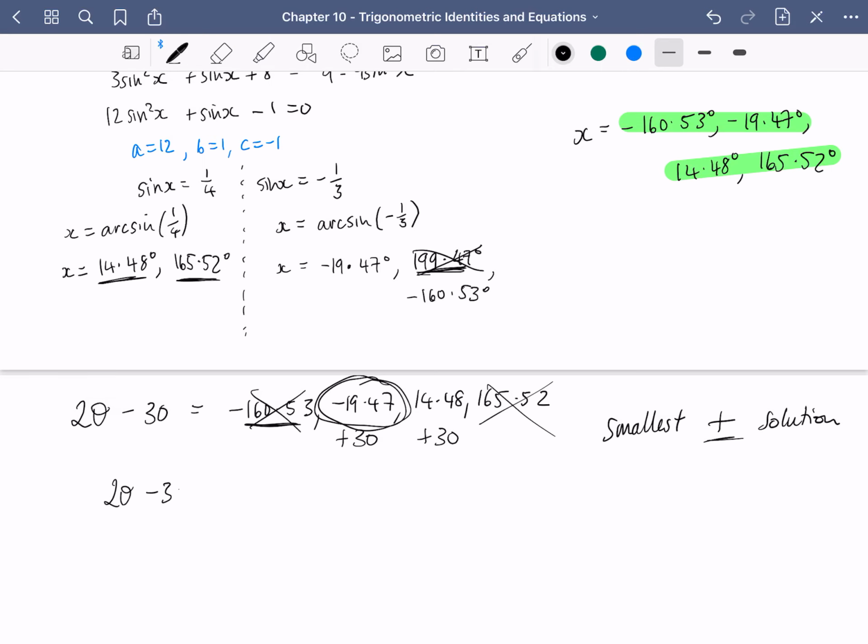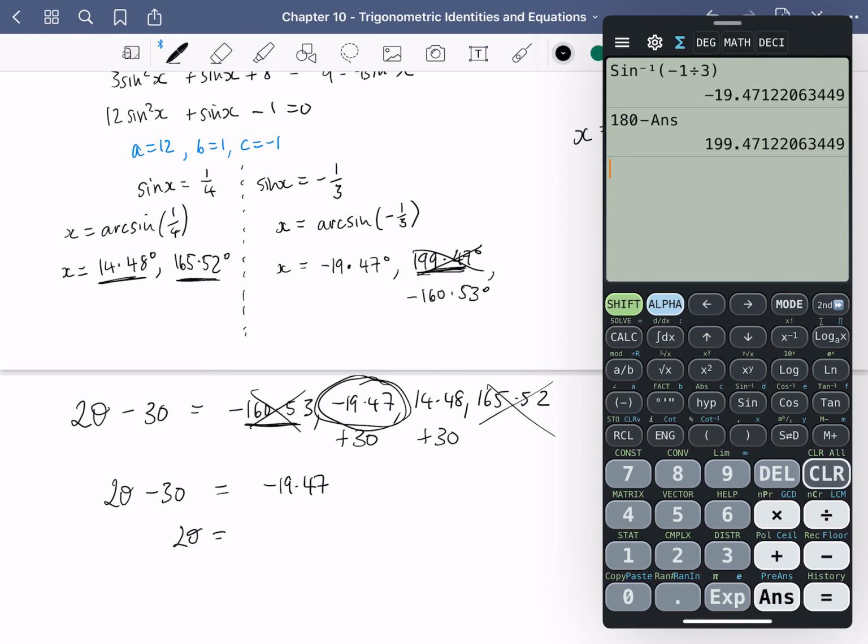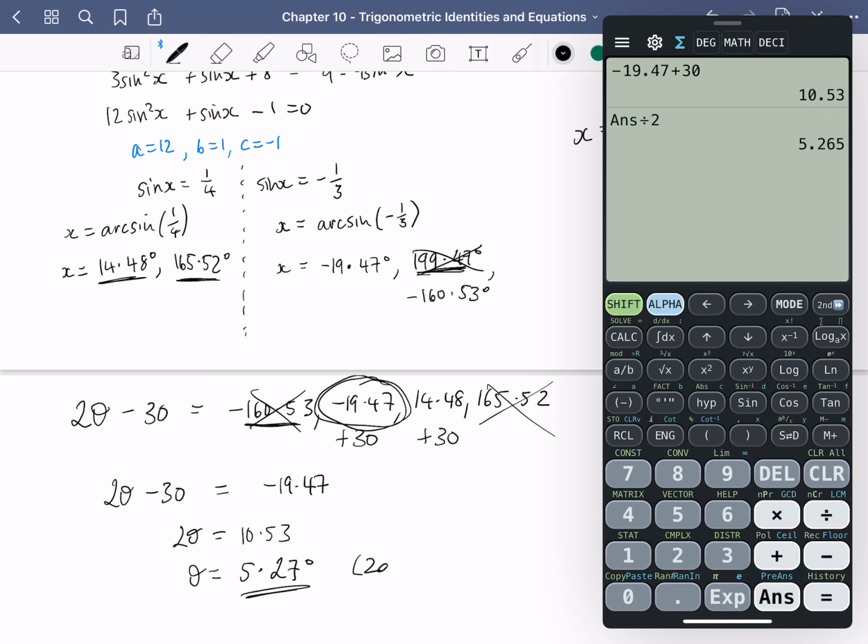So we have 2 theta minus 30. We're going to use the minus 19.47, and I'm going to solve that equation. So I'm going to add 30, and you'll see now how it goes to positive. Minus 19.47, add 30, we get 10.53. And then when I divide that by 2, we are going to get our smallest positive solution. Oh, I didn't do that right. Let's divide that by 2. And we get 5.27 degrees, and that is to 2 decimal places.